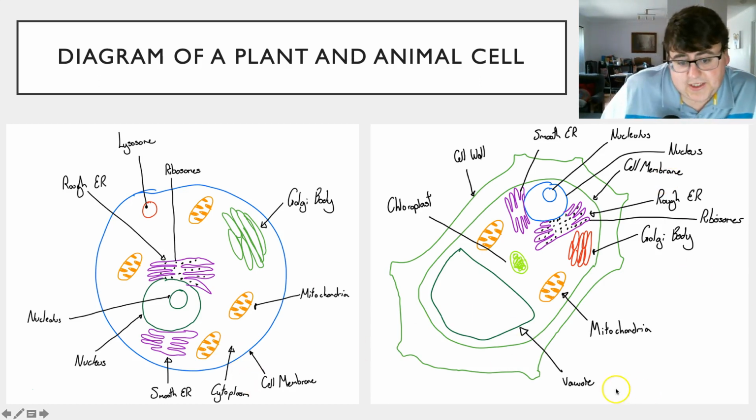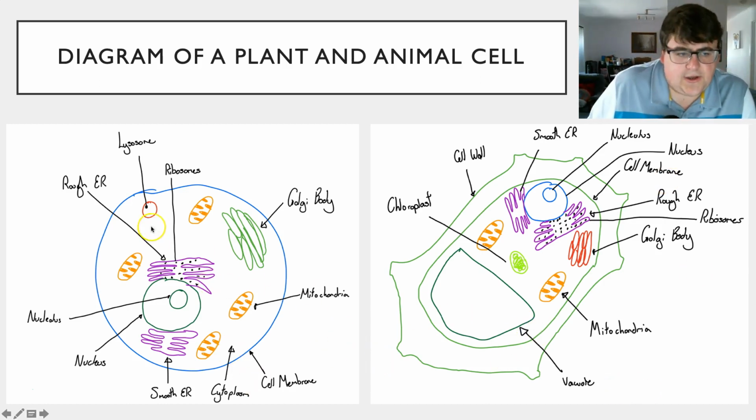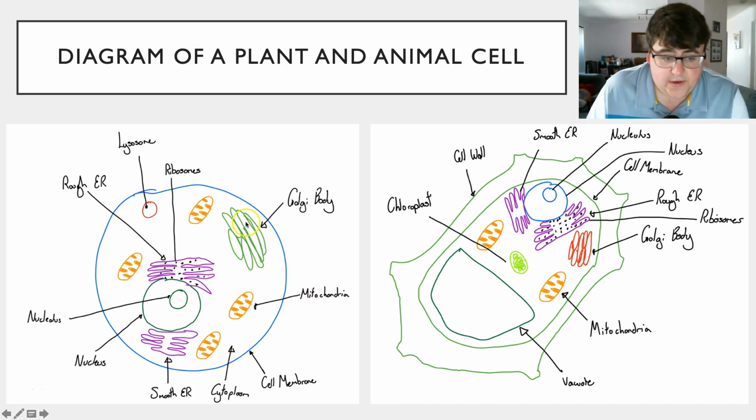You can see there's a difference actually in even the way we're drawing these. So the animal cell only has our cell membrane, not cell wall. And it has our rough endoplasmic reticulum with the ribosomes, smooth endoplasmic reticulum without ribosomes, nucleus, nucleolus, the cytoplasm, our mitochondria, our Golgi body, and the lysosome, which is specific to animal cells.